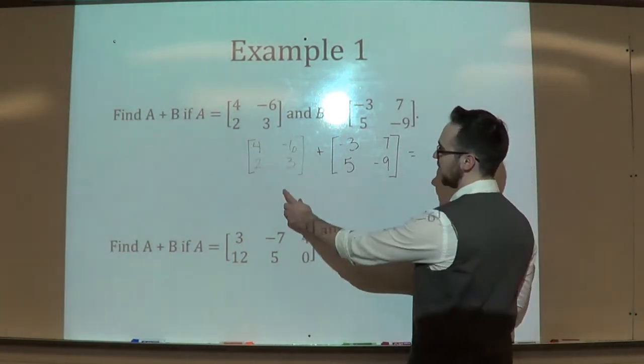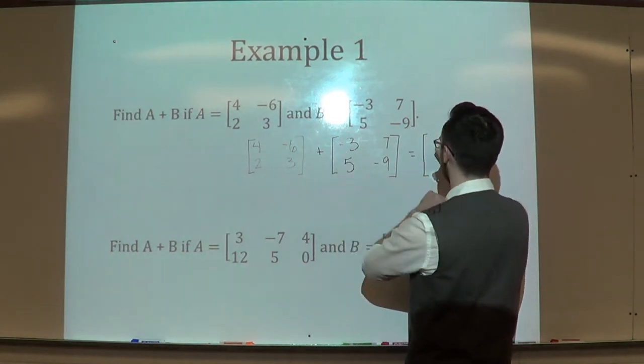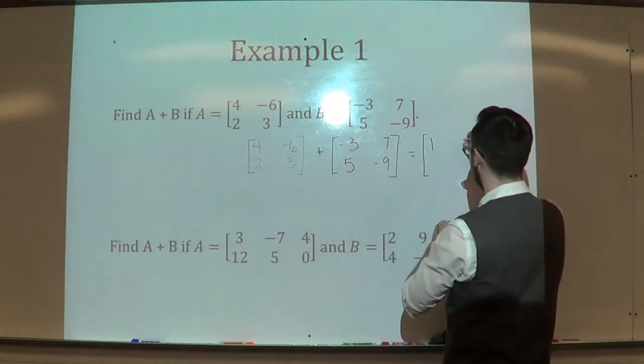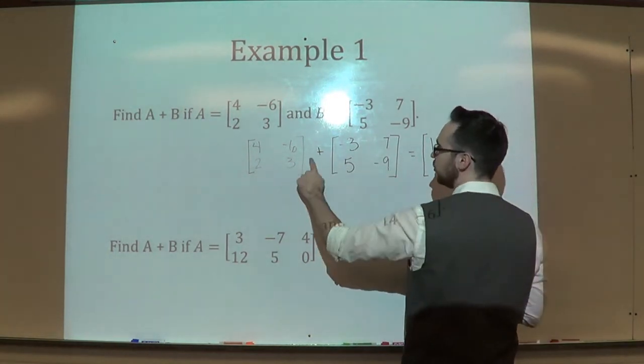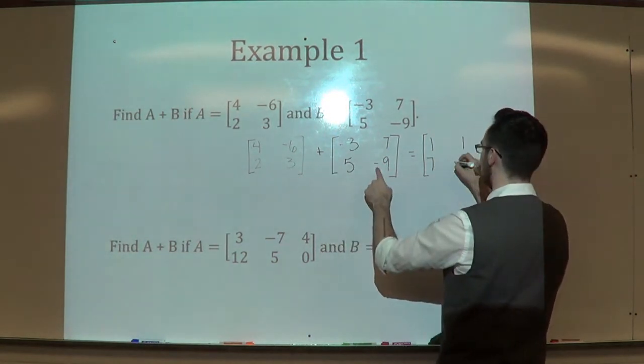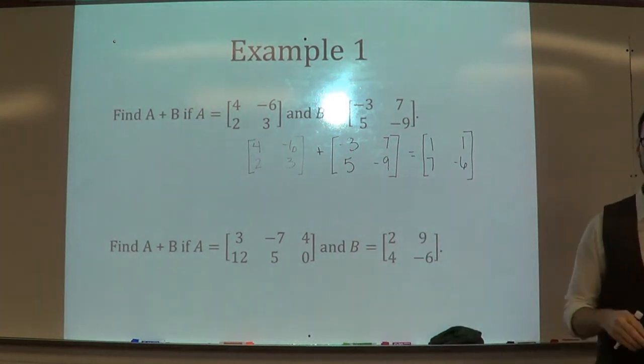So all I'm going to do now is add the corresponding elements. We have 4 plus a negative 3 is a positive 1. Negative 6 plus a 7 is again a positive 1. 2 plus 5 is 7. And 3 plus a negative 9 is a negative 6. Close out our matrix. And this is the matrix A plus B.